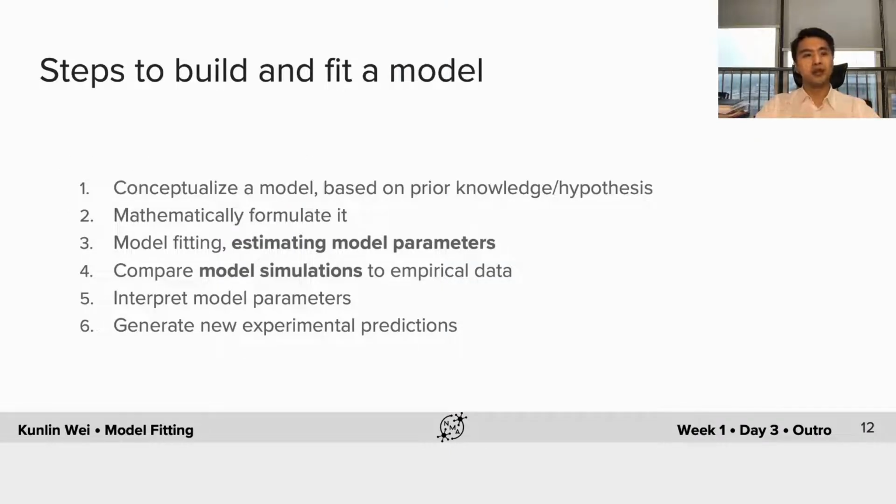We generally follow some steps to build and fit a model. The first step, you need to conceptualize a model based on your theory, your prior knowledge, or your hypothesis. Then you need to write down equations. You need to mathematically formulate your model. The third step, you need to do model fitting. This is what you learned today, so we can estimate those model parameters. The fourth step, we can do model simulations. We make new predictions and compare those predictions with empirical data, to see how good the model is. The fifth step, you need to interpret the model parameters. What do those model parameters mean? The last step, ideally, you can make new predictions from the model beyond your own data.